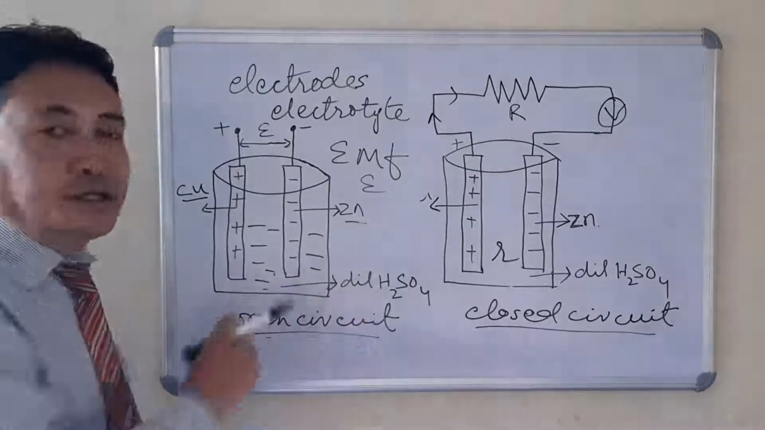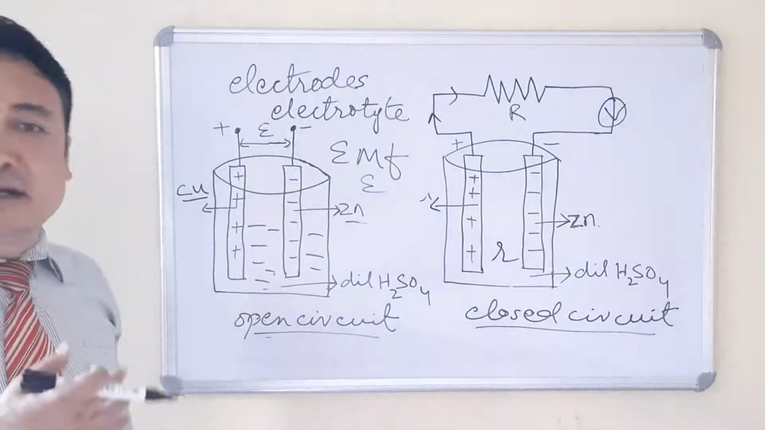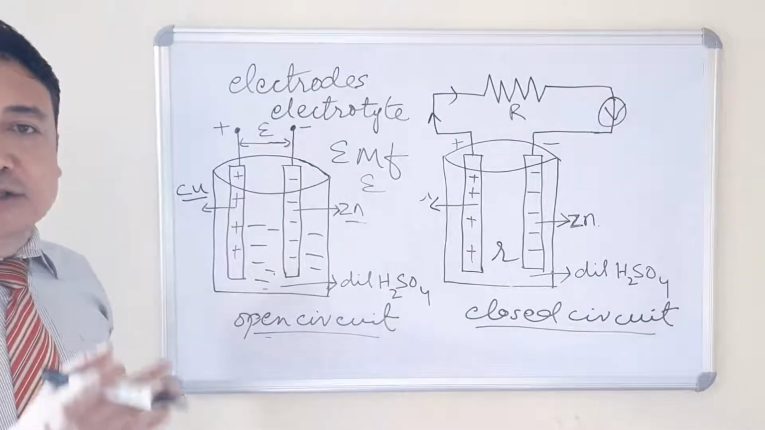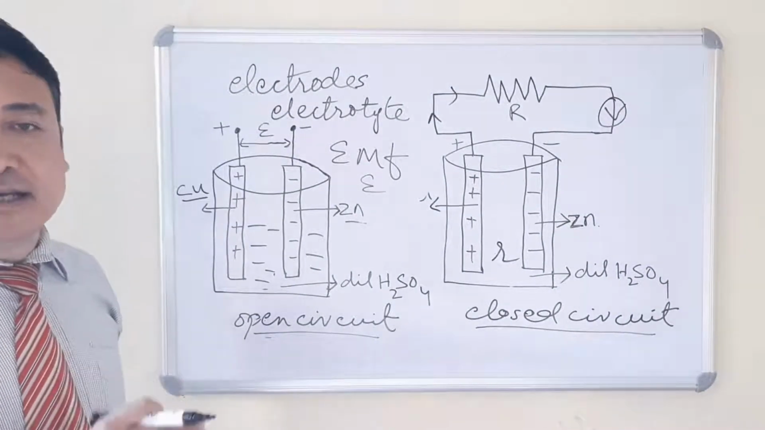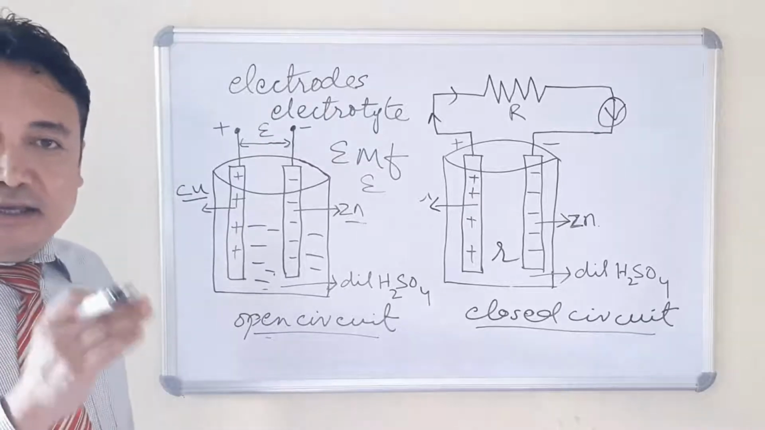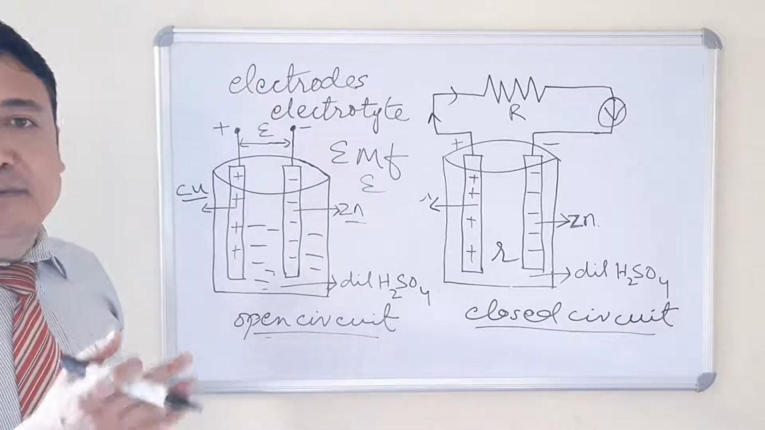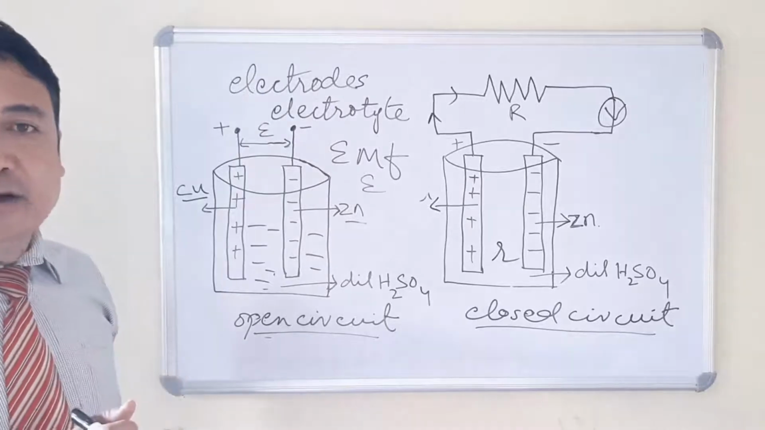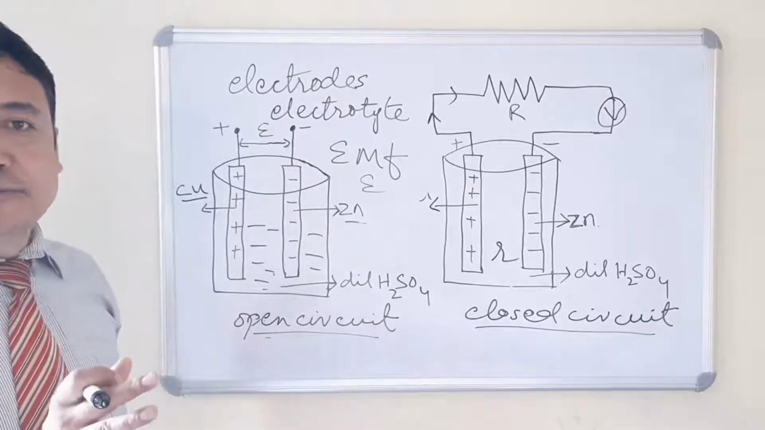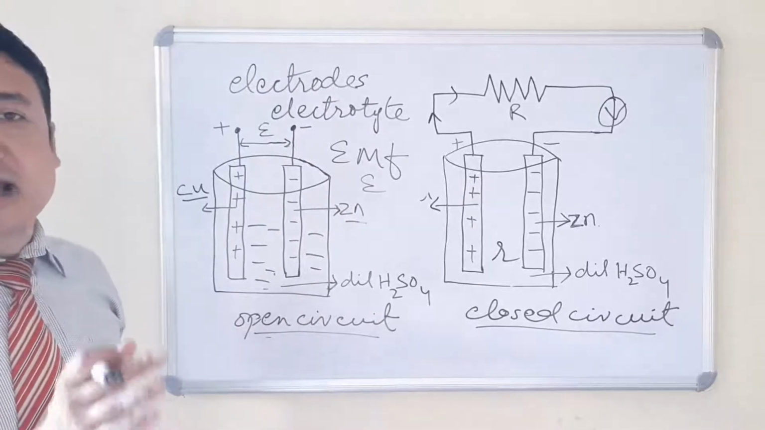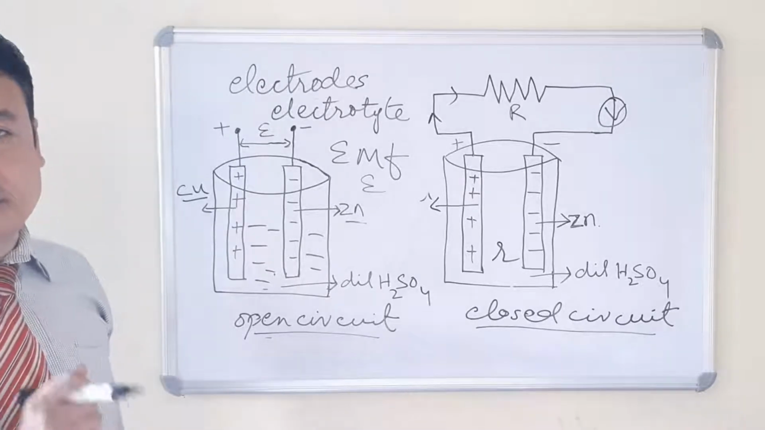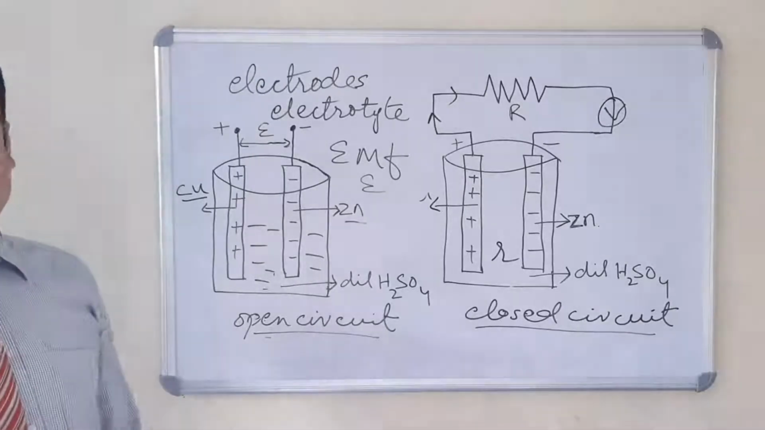Here the electrolyte used is dilute sulfuric acid, but other electrolytes can also be used. So depending upon these two factors, the EMF, the potential difference, can be maximum or minimum, depending upon the electrodes used in the cell as well as the electrolyte used. These are the two factors.